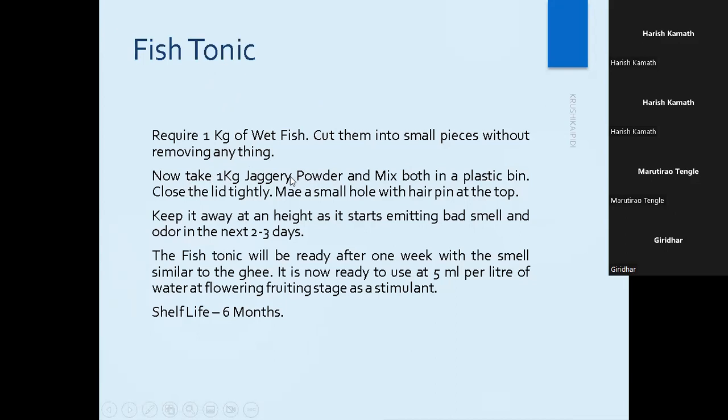If you take jaggery, you have to powder it and mix them in a plastic bin, 1 or 2 plastic bins. Then close the container tightly. Make a small hole with a hairpin at the top. Keep it away, because this will emit a very bad smell or odor in 2 to 3 days, and for the next few days we will get a bad smell. That's why it has to be kept away. After 6 to 7 days it will be ready.